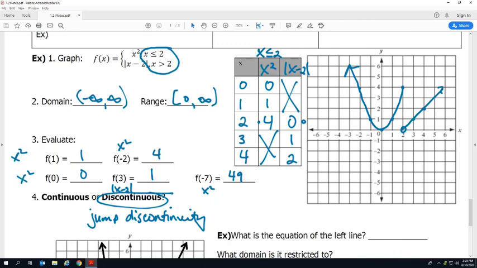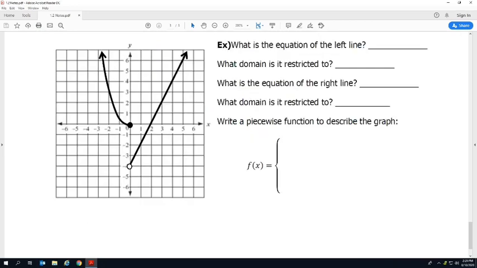All right, let's do the next example. Okay, for this last one, they want you to write the equations of this piecewise function. So you're going to have 2 equations to write. If you'll notice, right here is where the discontinuity happens. So we're going to end up having our domain restricted there at x equals 0. So the part on the left will be all the x's less than or equal to 0. The part on the right will be all the x's greater than 0, because it has an open circle on the part on the right.